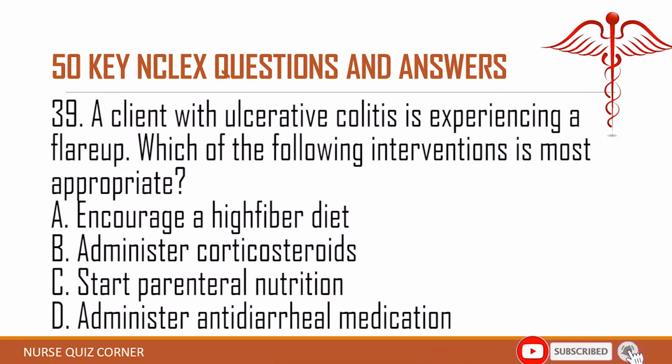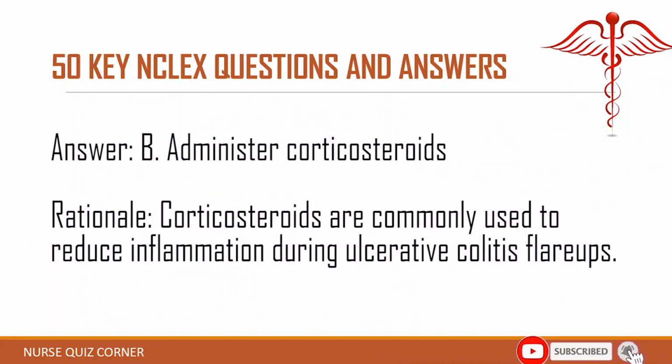39. A client with ulcerative colitis is experiencing a flare-up. Which of the following interventions is most appropriate? A. Encourage a high-fiber diet. B. Administer corticosteroids. C. Start parenteral nutrition. D. Administer antidiarrheal medication. Answer B. Administer corticosteroids. Rationale. Corticosteroids are commonly used to reduce inflammation during ulcerative colitis flare-ups.